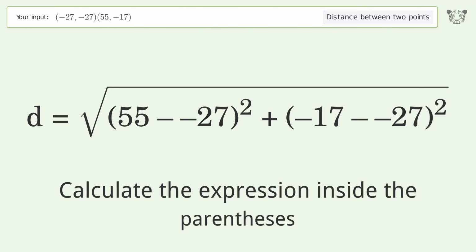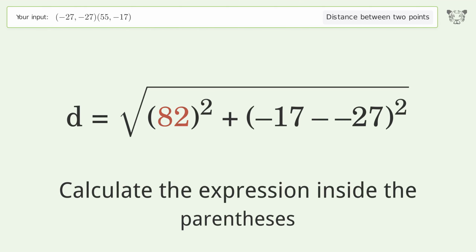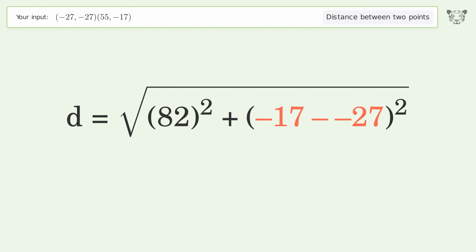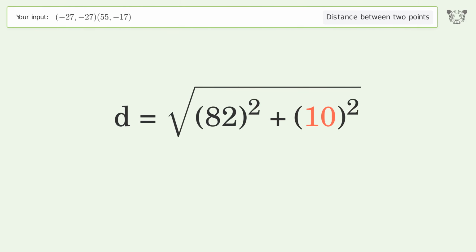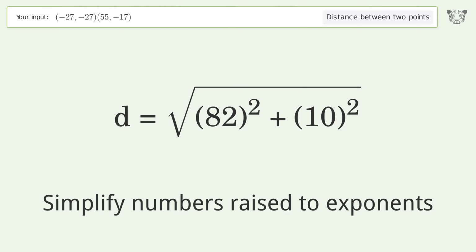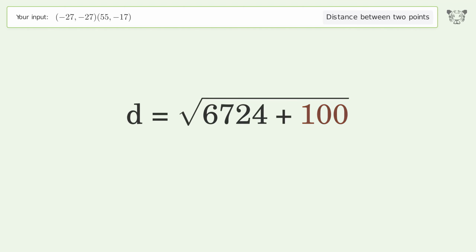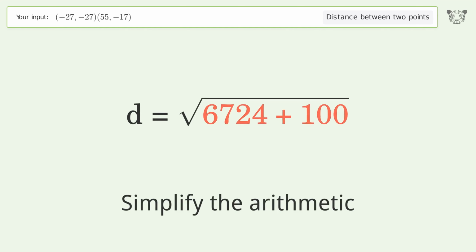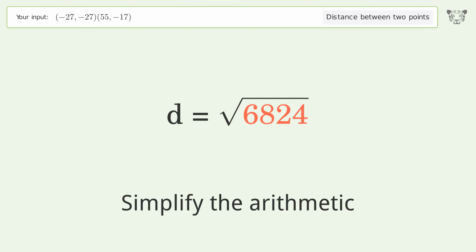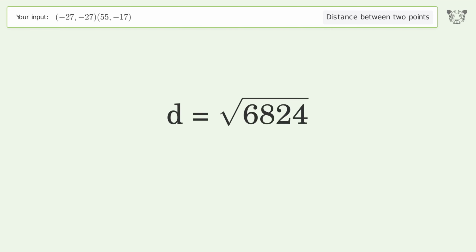Calculate the expression inside the parentheses. Simplify numbers raised to exponents. Simplify the arithmetic. And so the distance between the 2 points is the square root of 6,824, or 82.608.